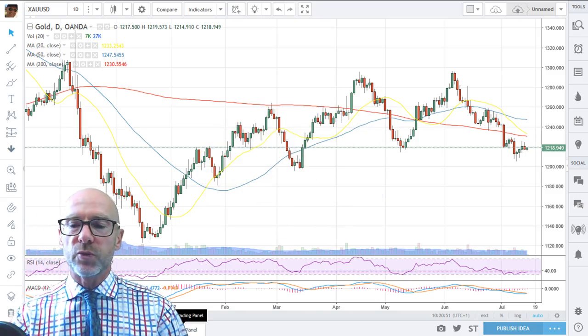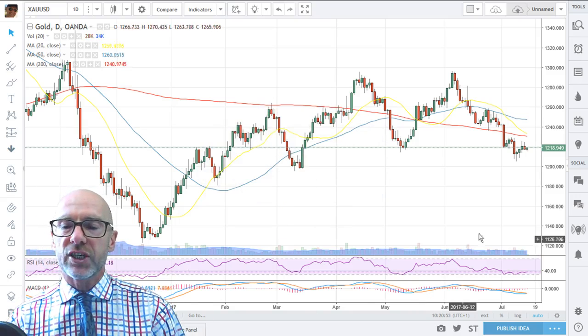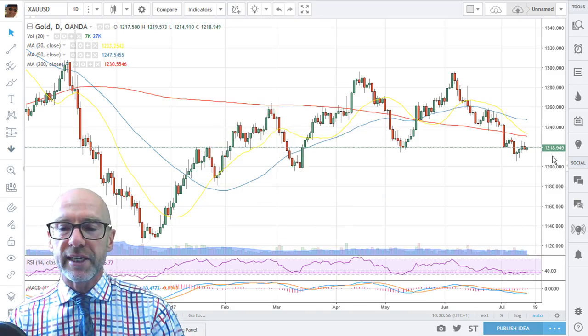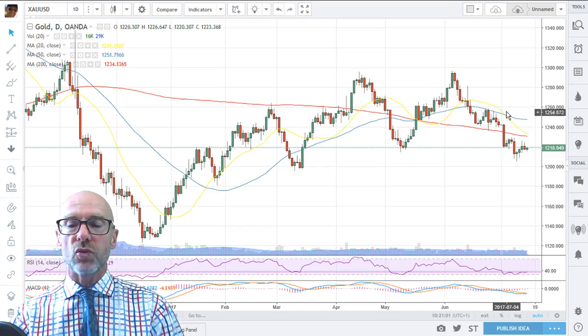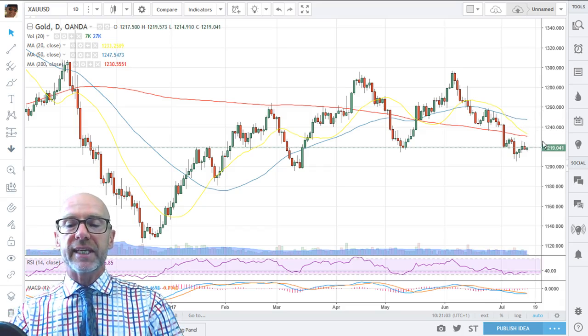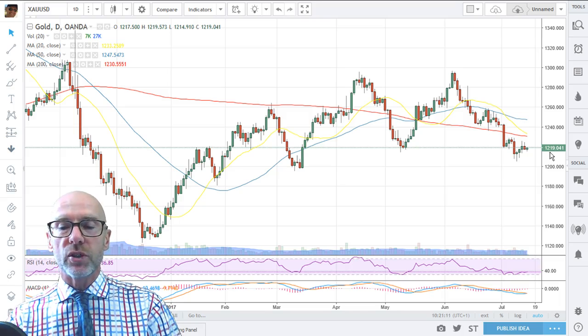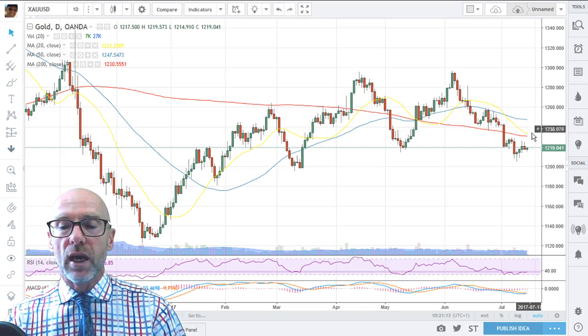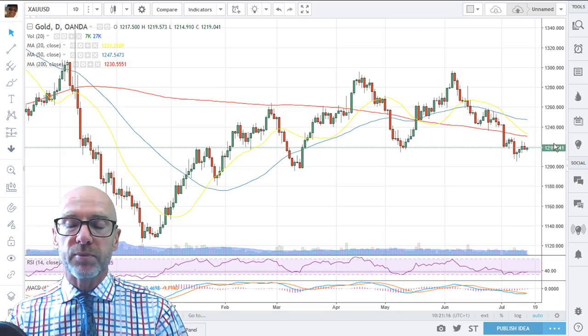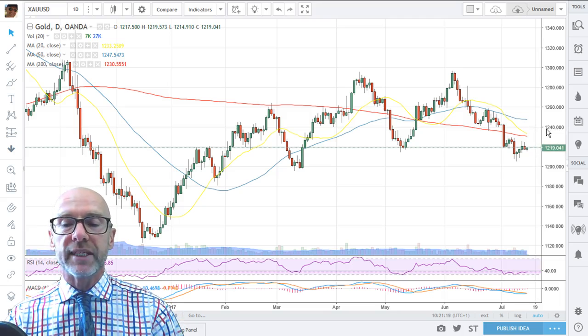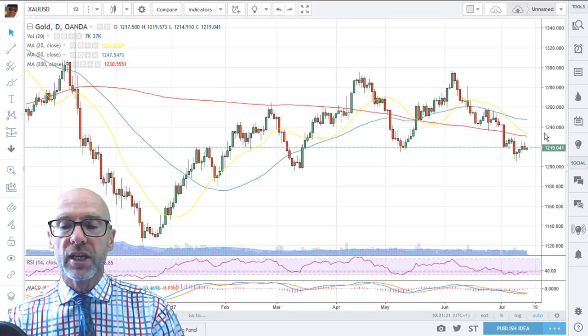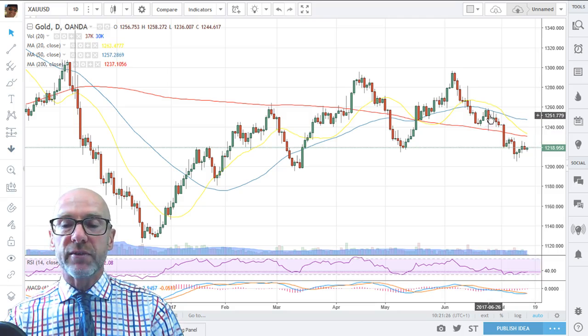So here, as usual, we have the daily chart. Each candle represents 1 day's trading, and immediately you can see that all the moving averages that I have drawn on the chart, which are the key moving averages that traders look at, so the 20, 50 and 200, are all moving downwards and are all slightly above the price of gold at the moment, and are a downward influence on that price.